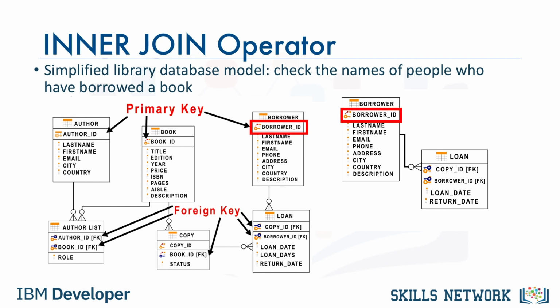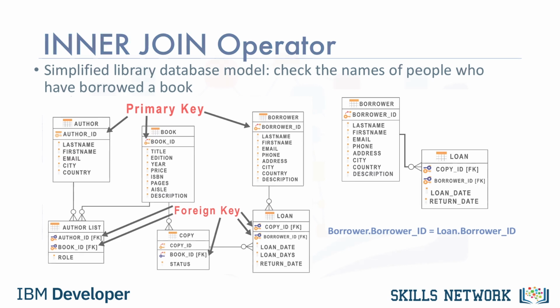Notice that the column borrower ID exists in both the borrower table as the primary key and the loan table as the foreign key. A primary key uniquely identifies each row in a table. A foreign key is a set of columns referring to a primary key of another table. We use the inner join operator to match occurrences of the borrower ID in the borrower table with occurrences of the borrower ID in the loan table.